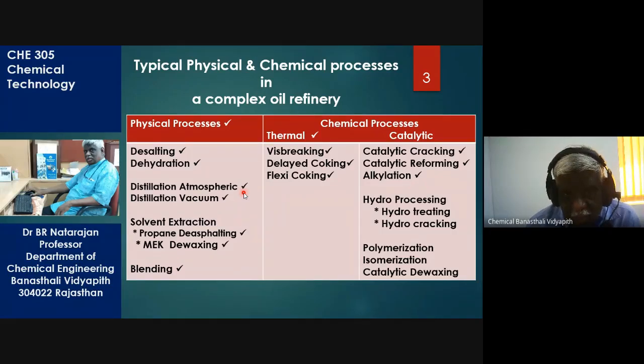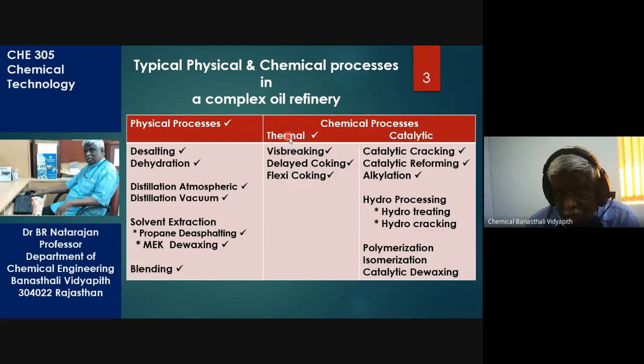It's also called topping column, vacuum distillation. Why is steam brought in? What is the purpose of using steam? Advantages. Solvent extraction. Those are things which you have to find out. Solvent extraction, propane deasphalting, methyl ethyl ketone dewaxing, blending.